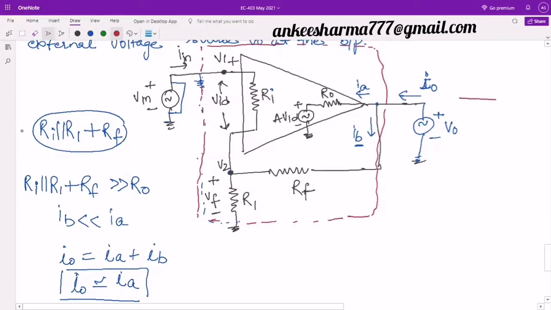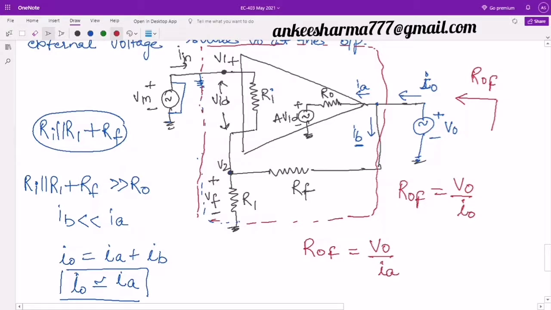So what I have to do is find the output resistance with feedback. It will be at this point. If I look here, what is my output voltage V0 and the current I0? Can I say from here that ROF is equal to V0 by I0? This is the first thing. Here we have found the first value of ROF. Now we have taken the assumption that I0 is almost equal to IA. So can I say from here that ROF is equal to V0 by IA, because we have taken I0 almost equal to IA?